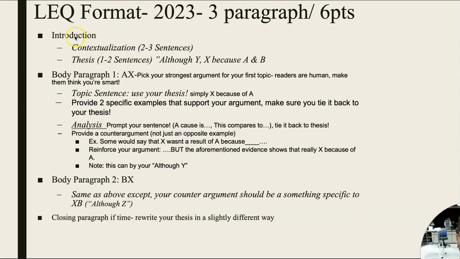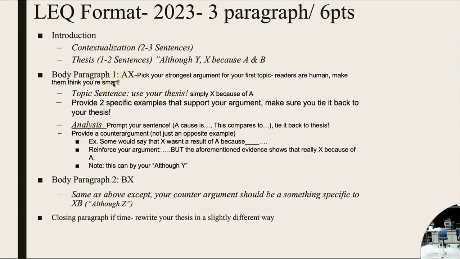Your introduction, paragraph 1, is going to contain your contextualization. It's going to be 2 to 3 sentences long, right? Then immediately following that, you're having your thesis. And it says 1 to 2 sentences, but 1 sentence, right? Although Y, X because A and B. Make it a nice juicy sentence, right? Make sure that your X because of A is really your solid one. But 1 sentence there for your thesis statement.